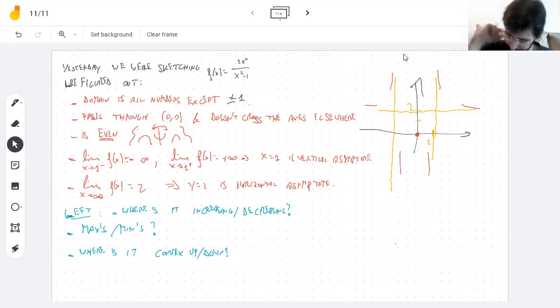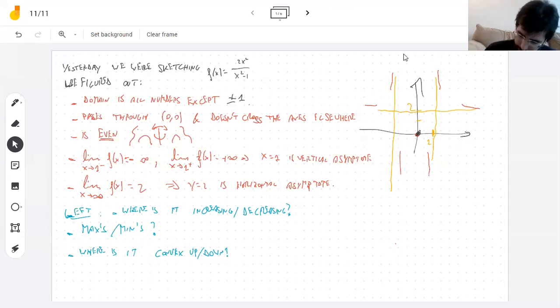We figured out that all the intercepts are at the origin. We figured out that the function is even, which is great because if I reflect, it stays the same. That means I only need to draw half of it, and the other half is just a reflection. We figured out that x equals 1 is a vertical asymptote, and that automatically tells me that x equals negative 1 is a vertical asymptote as well.